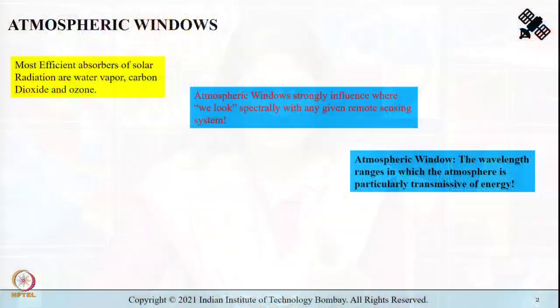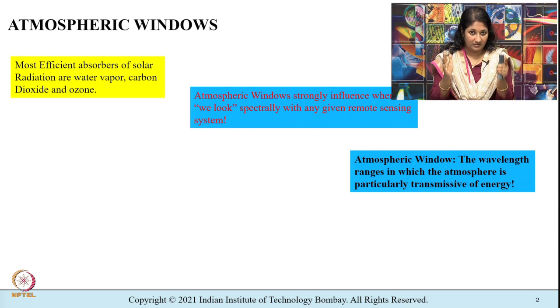Now, just to clarify a small point, you may have wondered by now why microwave is able to penetrate through clouds. So, let me try to explain it using something known as the atmospheric window. Atmospheric windows strongly influence where we look spectrally with any given remote sensing system, which means there are certain wavelength ranges in which the atmosphere is particularly transmissive of energy, and there are certain wavelength ranges wherein the atmosphere blocks the energy. So, atmospheric window, what is it? It is the wavelength range in which the atmosphere is particularly transmissive of energy.